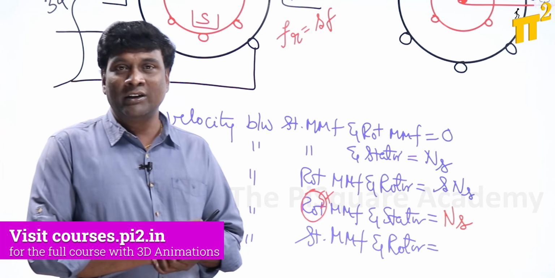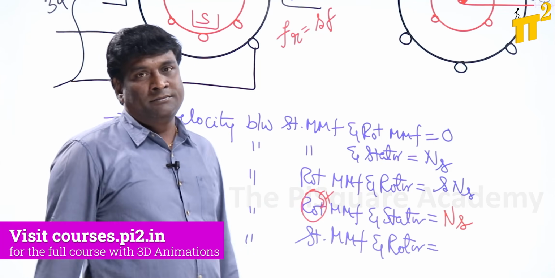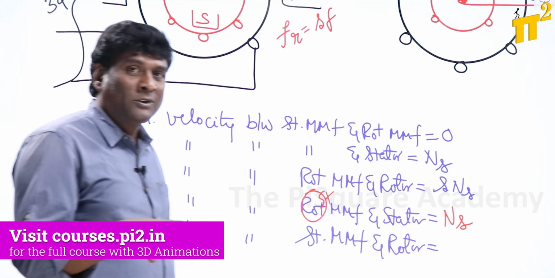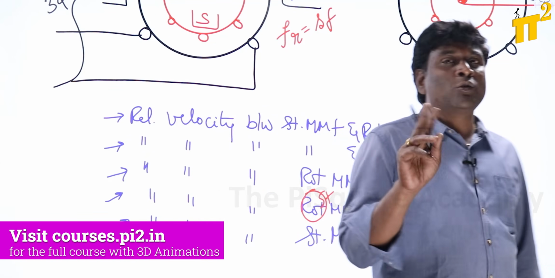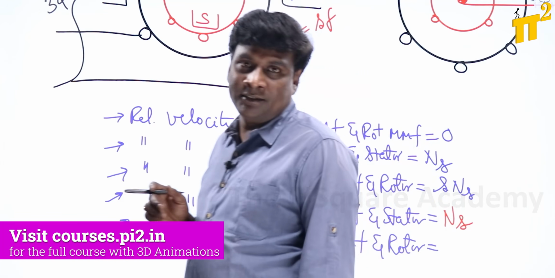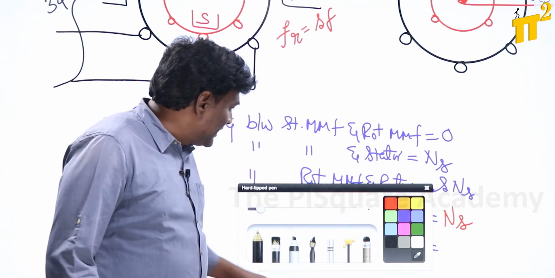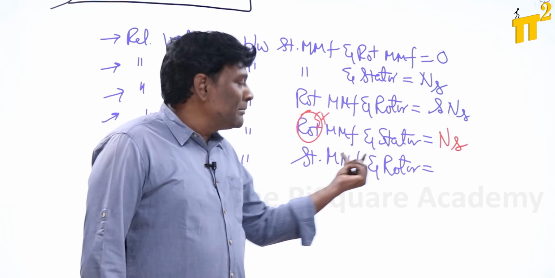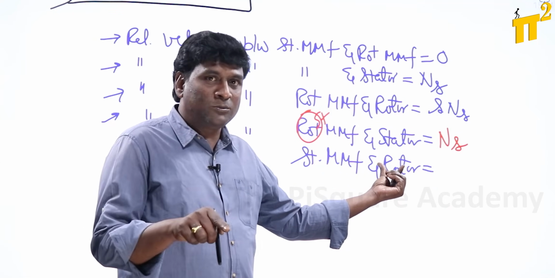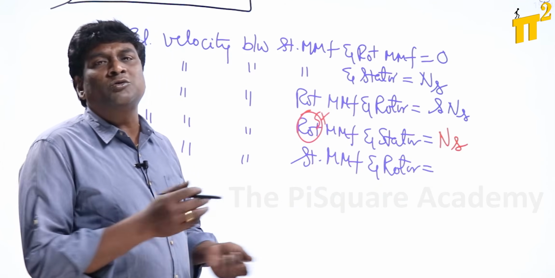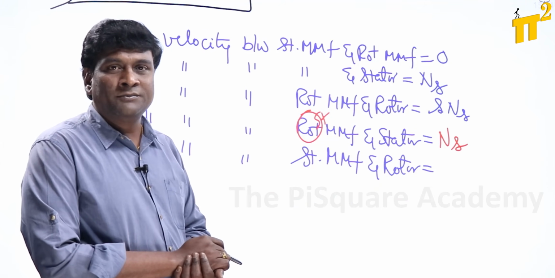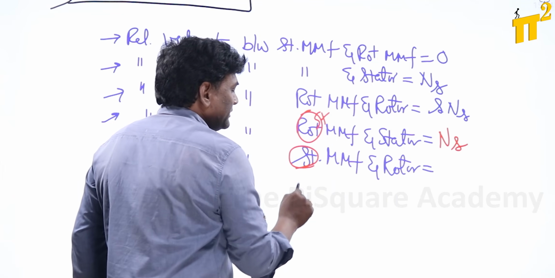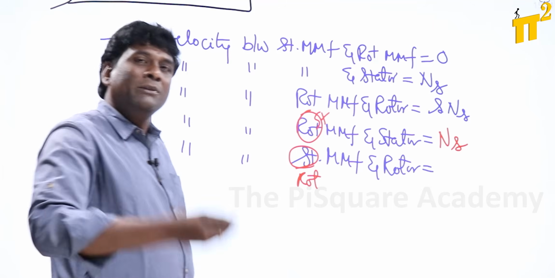On the rotor. The moment you decided to sit on the rotor, why bother about whether it is stator MMF or rotor MMF? Because in the air gap, stator MMF and rotor MMF will be stationary to each other. Rotor is the physically existing point. Rather than stator MMF, you can replace it with rotor MMF, because stator MMF and rotor MMF will be stationary to each other. So rotor MMF and rotor.